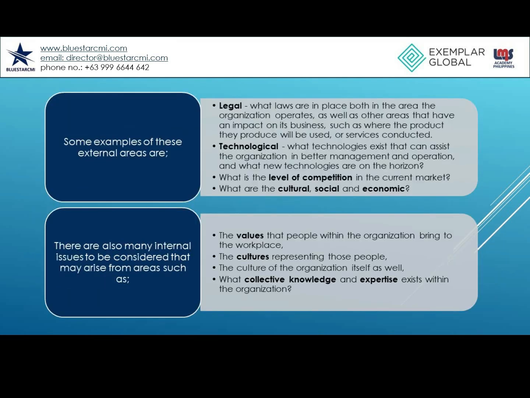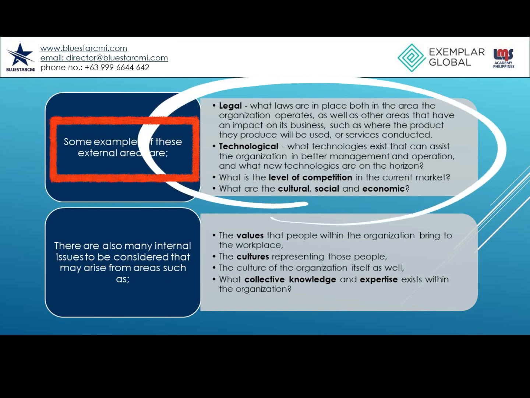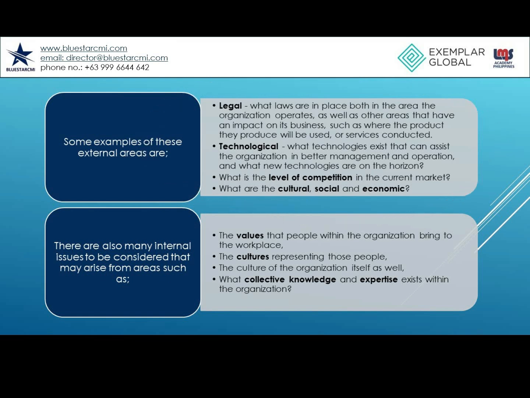There are many external factors that could have an impact on the success of an organization, and some will carry more weight than others. Organizations should consider the issues arising from areas that have the greatest impact on their own business. Some examples of these external areas are: legal. What laws are in place both in the area the organization operates, as well as other areas that have an impact on its business, such as where the product they produce will be used, or services conducted.